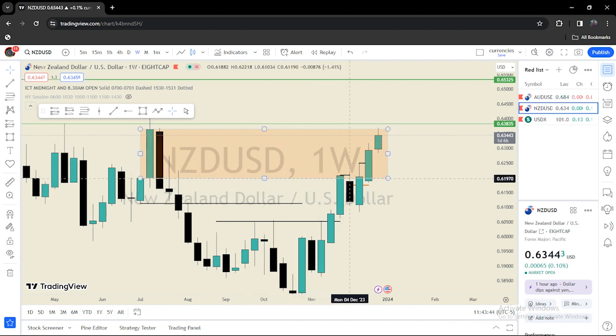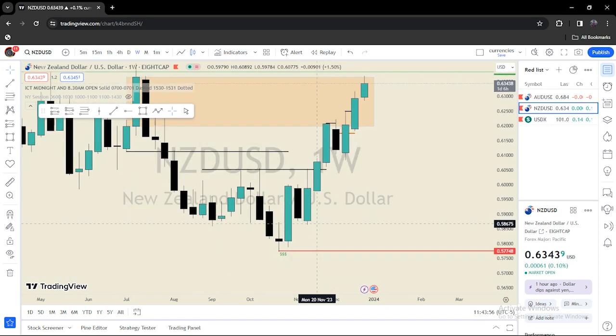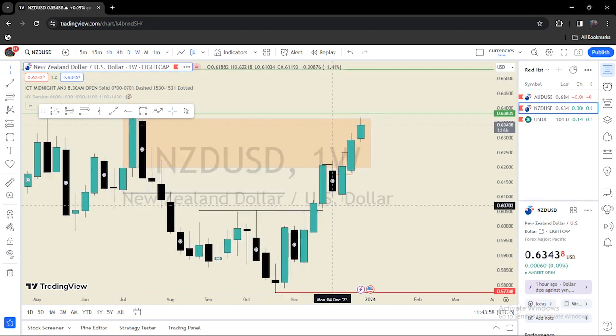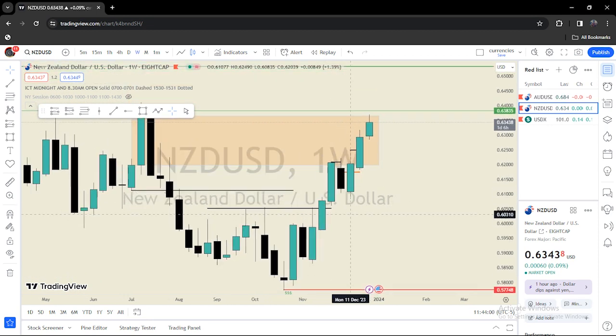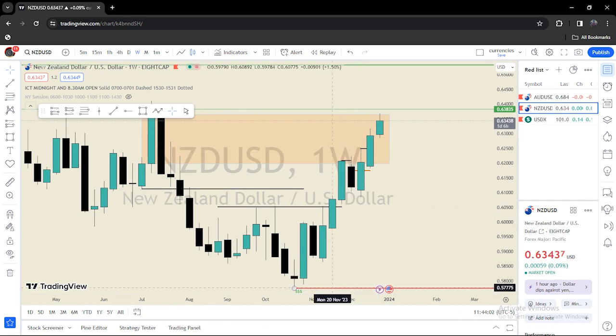So this was the first week of December. It took out liquidity there on the weekly. After taking out liquidity, since it was going to respect here, I was expecting it to come to this zone. Then this is what happened after. Remember, it's rare for me to hold trades until then.